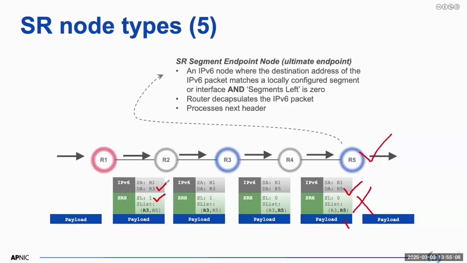Now depending on the upcoming nodes, they could be supporting the SRH, or they could be just plain IPv6 nodes. So in that case, they will check the destination address. If the destination address is the same as their address, then they can process the SRH. If the destination address is not the same as the local address, then they just forward the packet without doing anything. So this is the basic principle of how the nodes process the packet in segment routing.